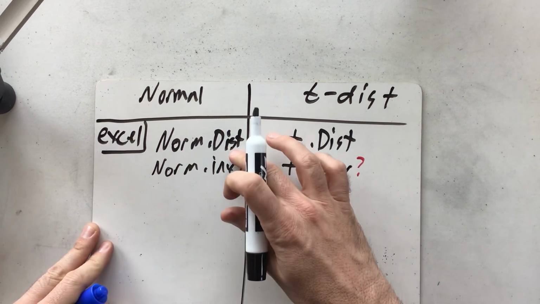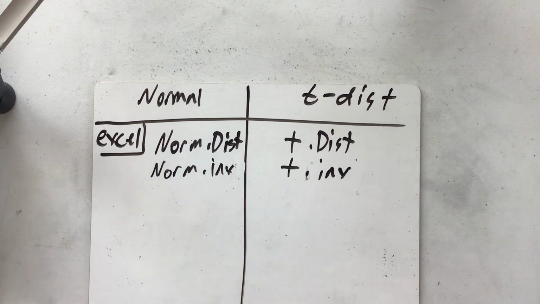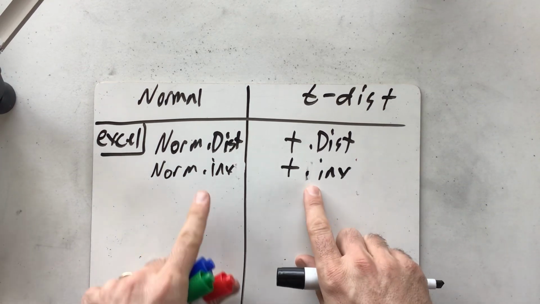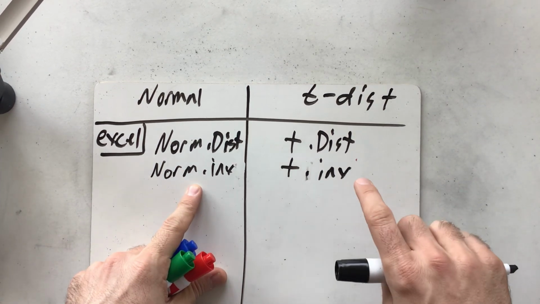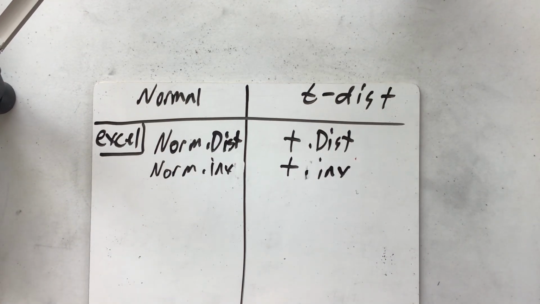So in Excel, we use the exact same commands, except you're going to have your T command. And you'll notice in your menu when you start typing in, instead of entering the mean and standard deviation, you enter your degrees of freedom. And so it works the exact same.